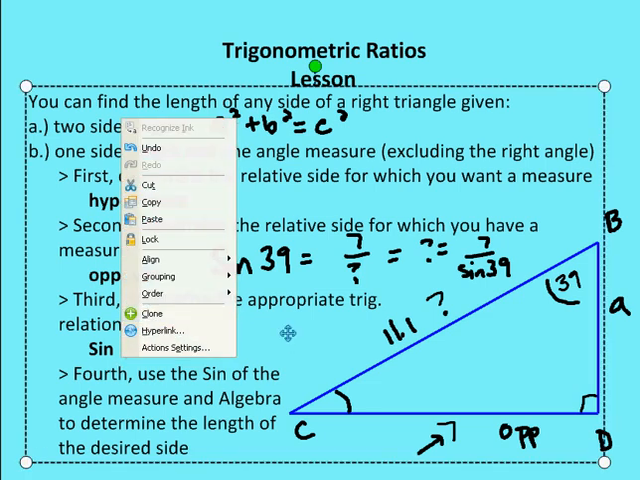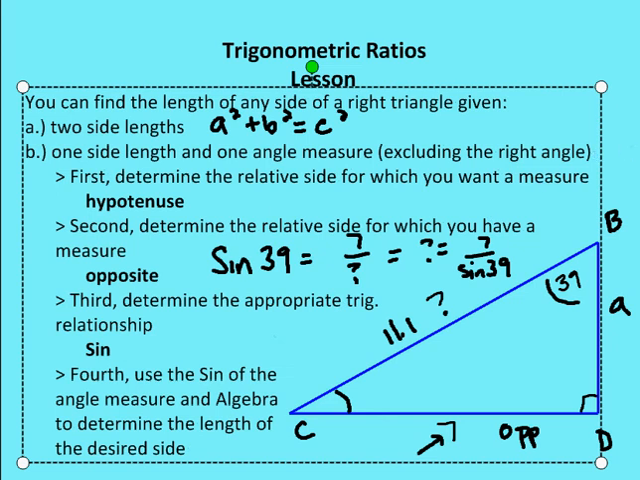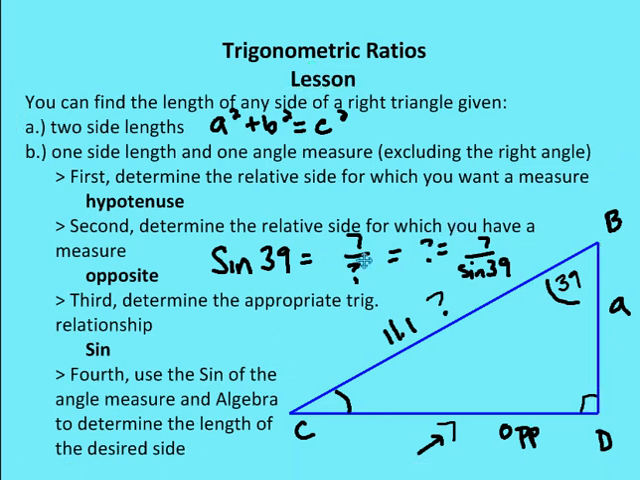And fourth, we used our calculator and algebra to figure out that the sine of 39 degrees is equal to 7 over what value, the hypotenuse, that we wanted. And we solved for that question mark, and we ended up with 11.1 using our calculators.